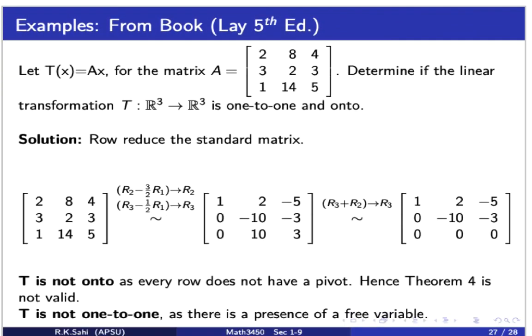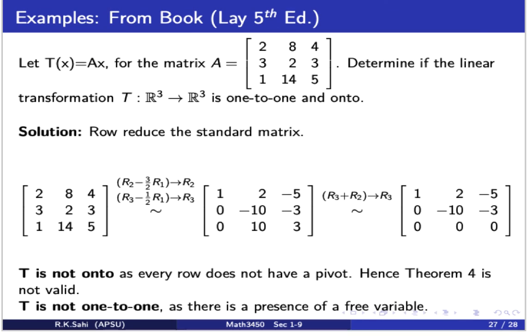Let's do an example. It says T(x) equals Ax for this matrix. That means this T is a transformation from R3 to R3. And we would like to find whether this linear transformation, which has A as the standard matrix, is 1-to-1 and onto.